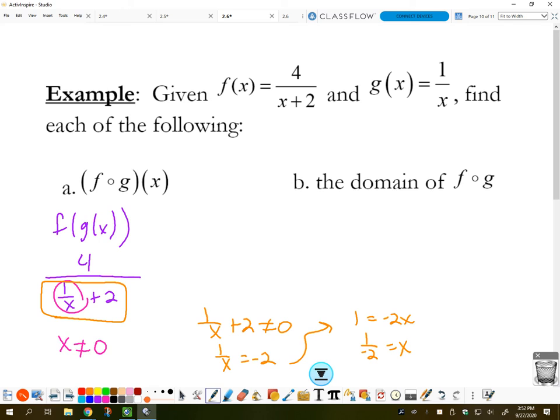But if you think about this, you have 1 divided by something needs to be negative 2. Well, if this was 1/2, when you divide, you multiply by the reciprocal. So that would be times 2. So this would end up being negative 2 plus 2 is 0. But either way, you have that x can't be 0, and you have that x can't be negative 1/2. So those make up your domain. x is such that x is not 0 or negative 1/2.